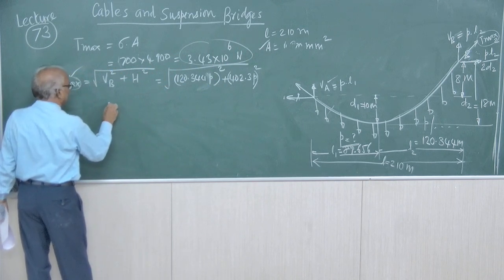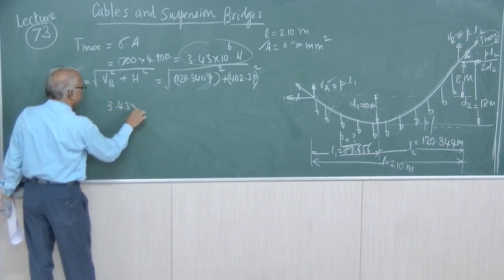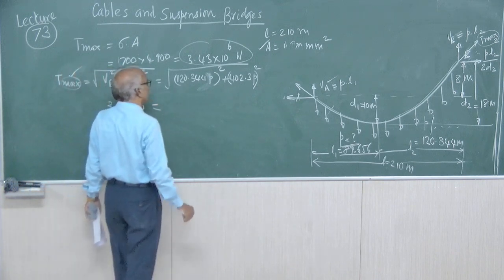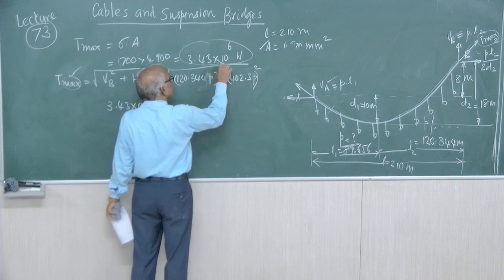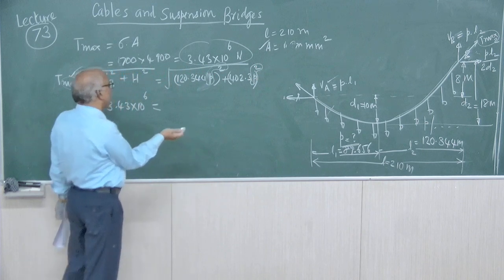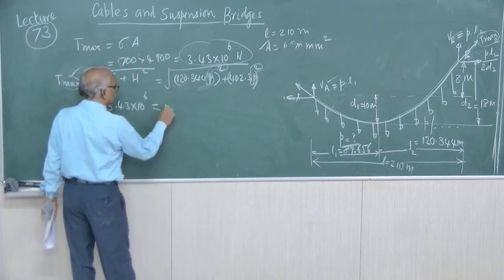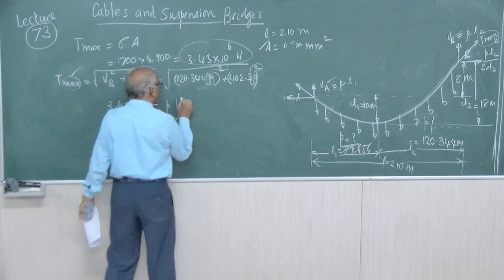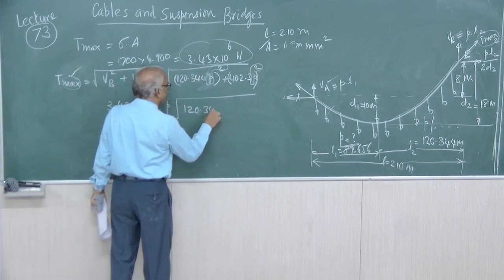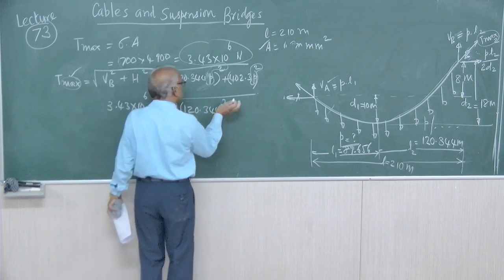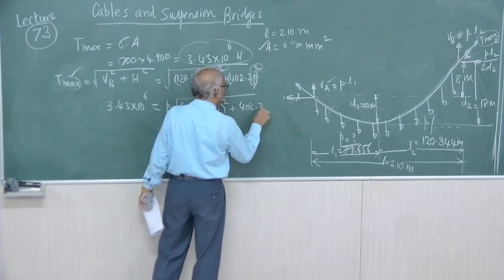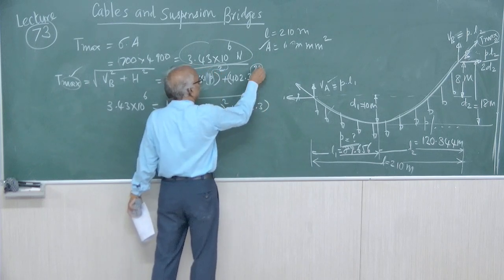So 3.43 into 10 power 6 equal to, see, this is P square. This is also P square. So P square you can take outside the root. So that will become P into root of 120.344 square. P square we have taken outside. Plus 402.3. Here again we have taken this P square outside.